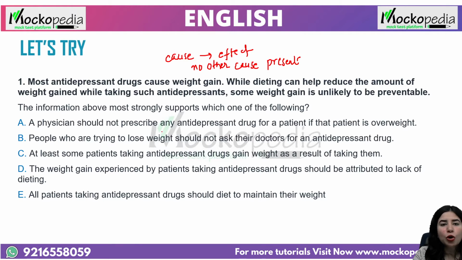A: A physician should not prescribe any antidepressant drug for a patient if that patient is overweight. Can you see, this is an extreme answer? So we can eliminate this, and the reason I'm going to cite is that this statement is extreme in nature. Come to the second one. B: People who are trying to lose weight should not ask their doctors for an antidepressant drug. Again, this is irrelevant to the discussion.